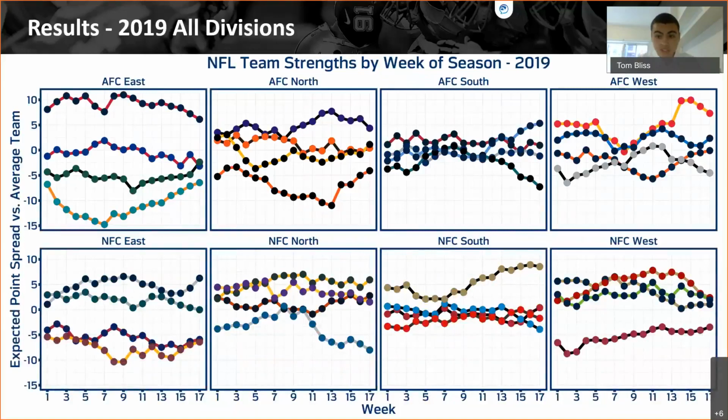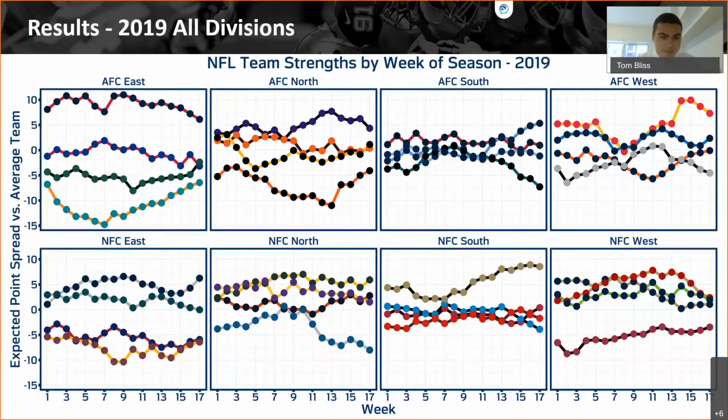These are all the divisions, 2019 by week. And again, maybe we don't remember the storylines, but I'll just highlight a few things that were interesting. As I noted, the Chiefs started out really strong. Patrick Mahomes gets injured, and then they have a few dots where their team strength dips.